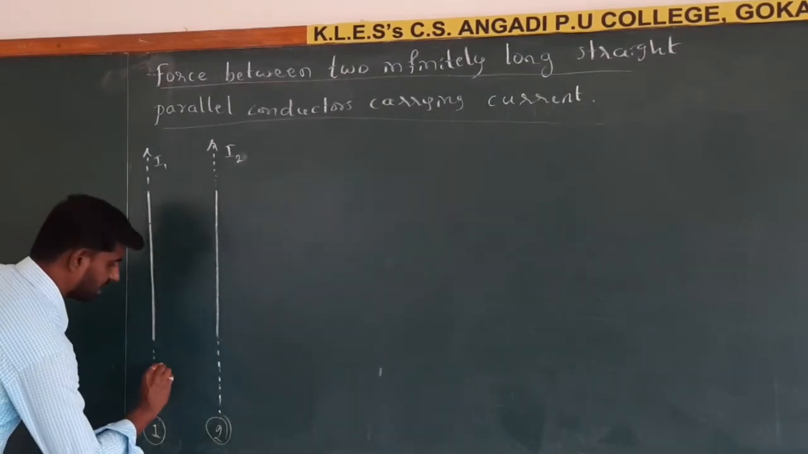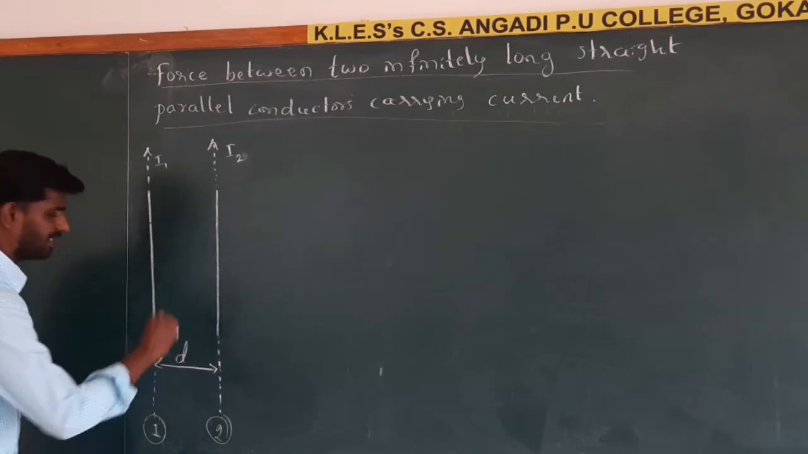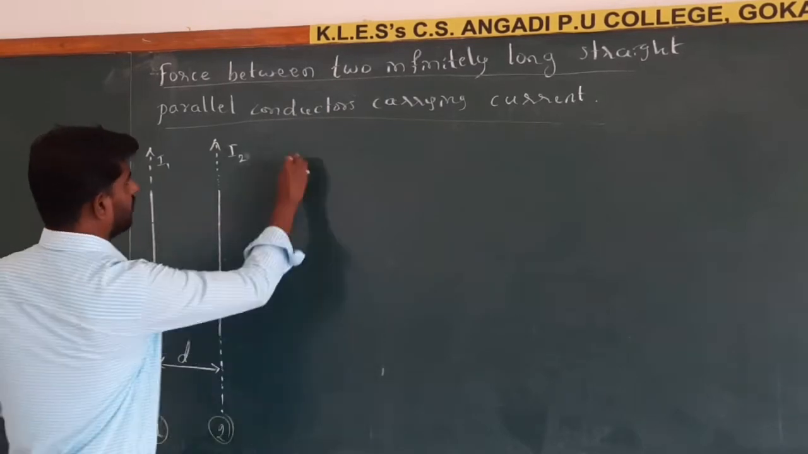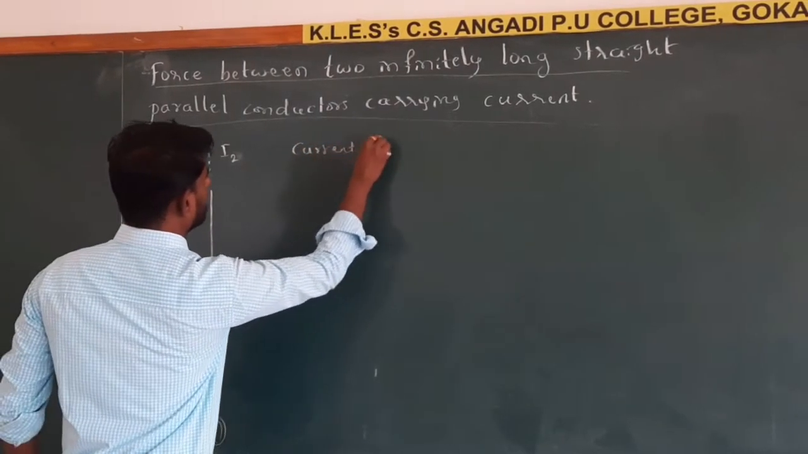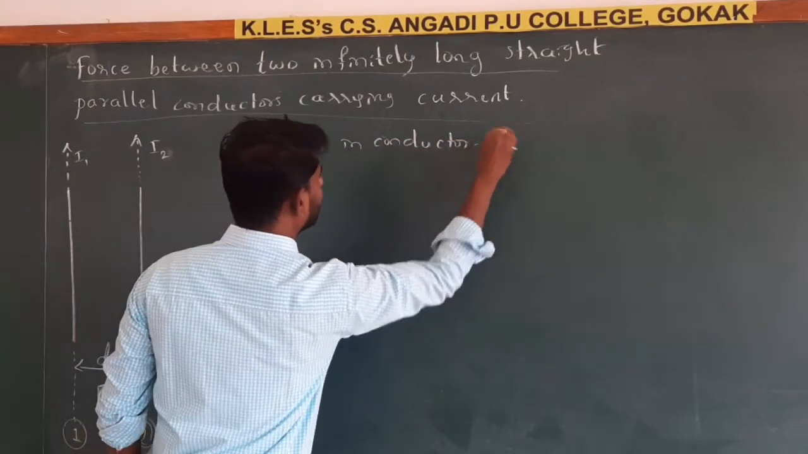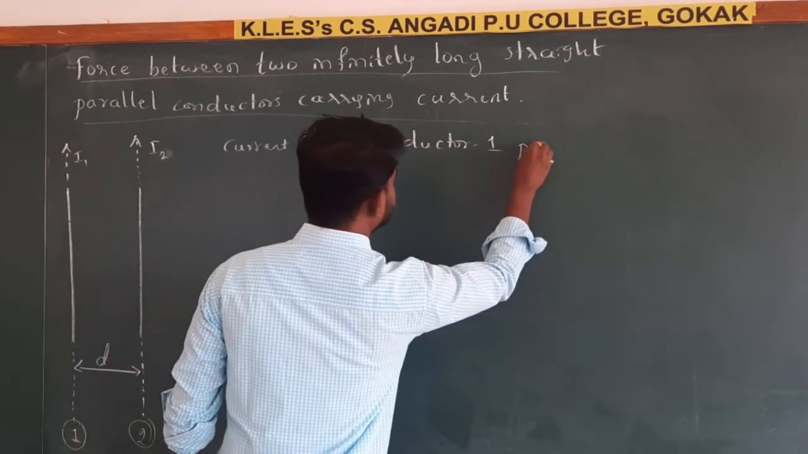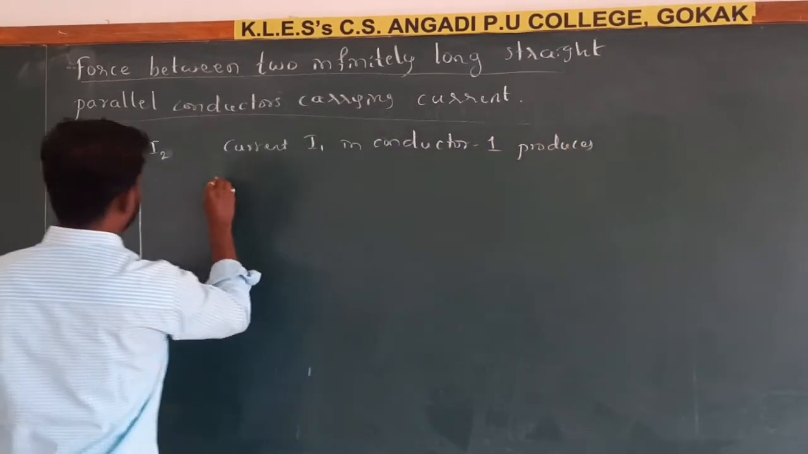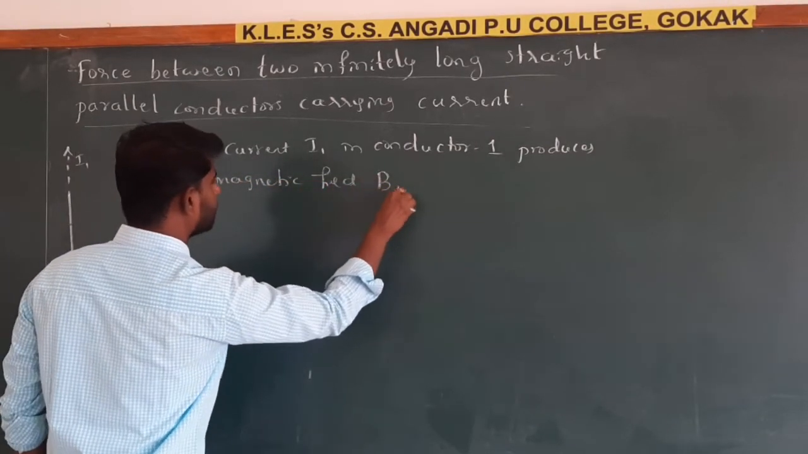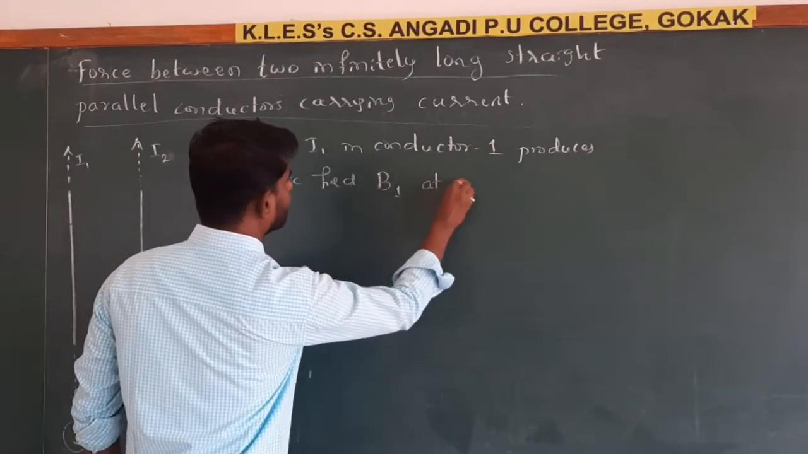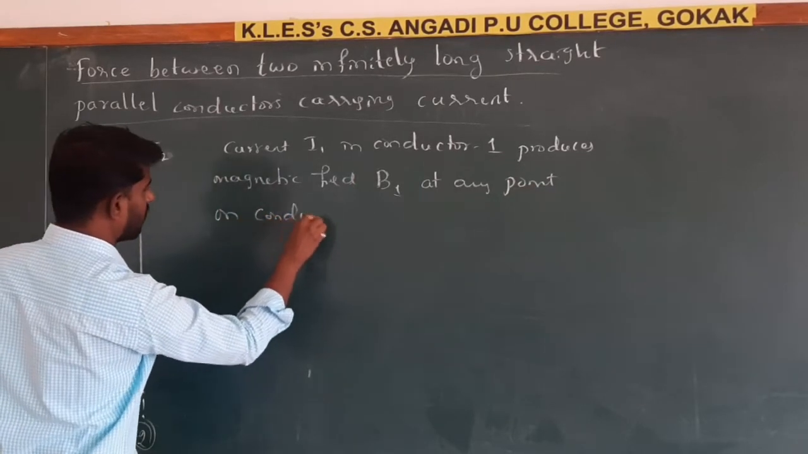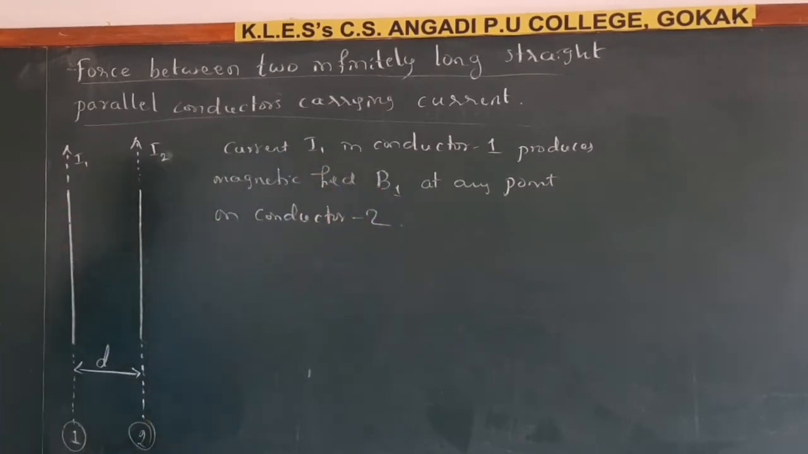So this is the distance. I give the symbol D. D is the distance between these two conductors. Okay, let us see the first conductor. The current I1 in conductor 1 produces a magnetic field. I say its name is B1. Magnetic field B1 at any point on conductor 2.